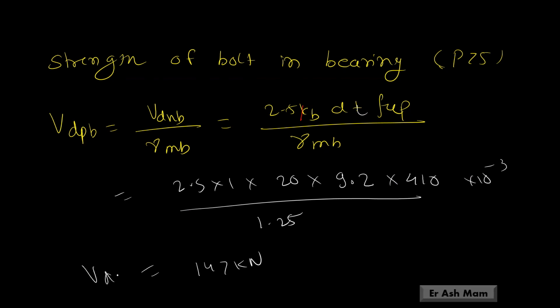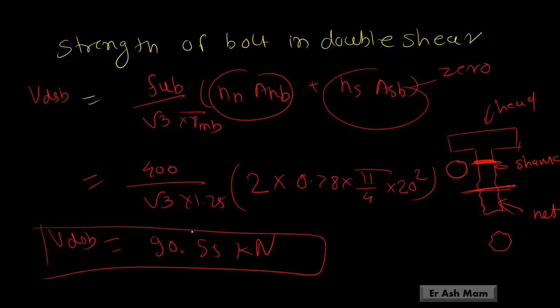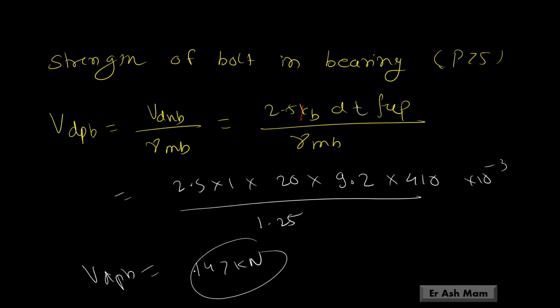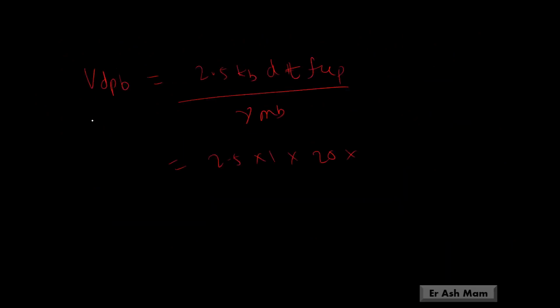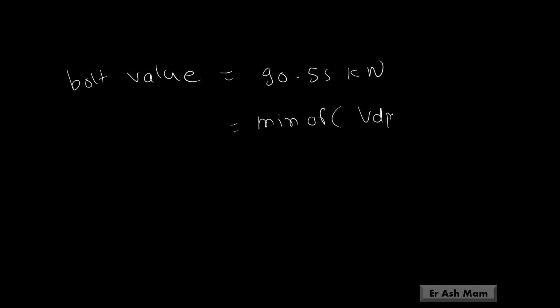Now the bolt value. Vdsb is 90.55 and Vdpb is 147. Therefore, the bolt value is the minimum of Vdpb and Vdsb, which is equal to 90.55 kilonewton.